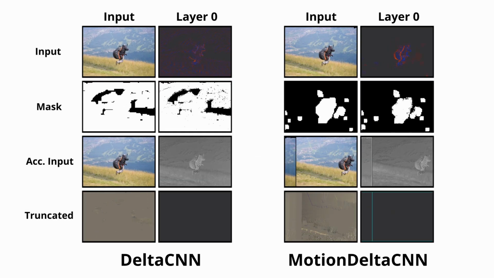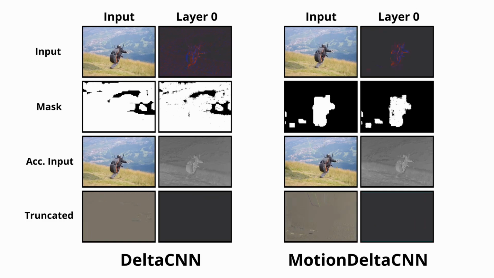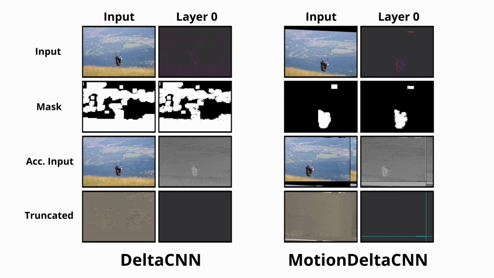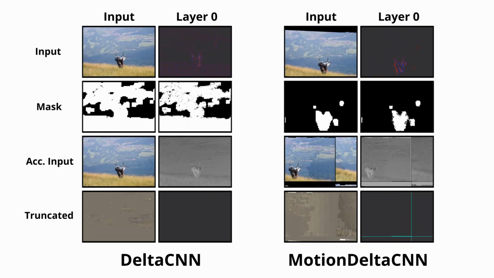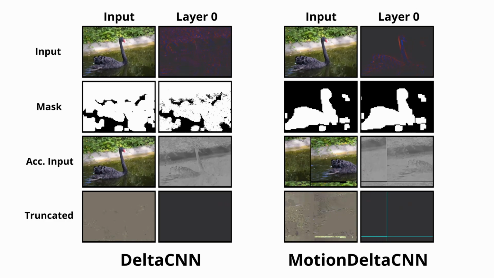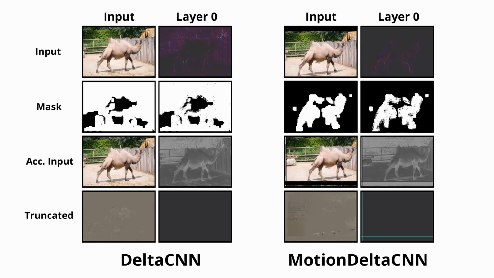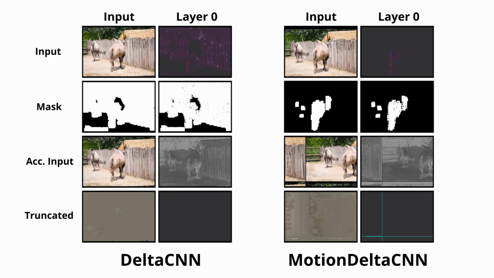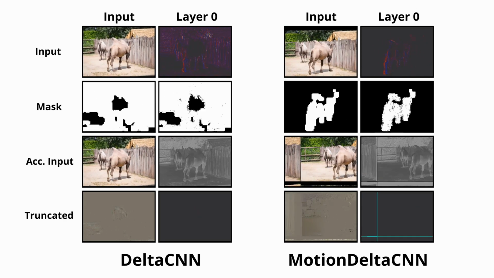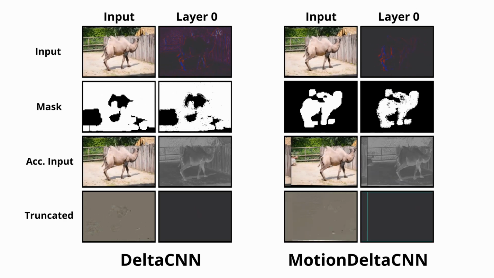Compared to previous work without moving camera support, MotionDeltaCNN achieves much higher update sparsity by reusing previous results. Even in scenes with slow camera motion, DeltaCNN requires near dense updates, while MotionDeltaCNN can reuse the majority of previous results.